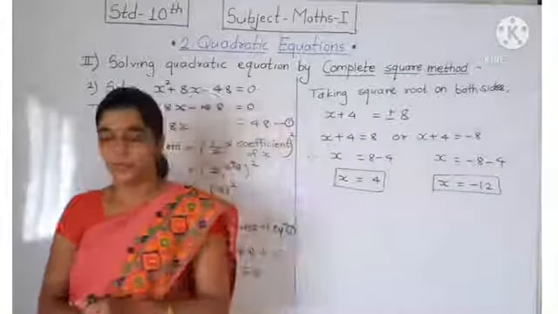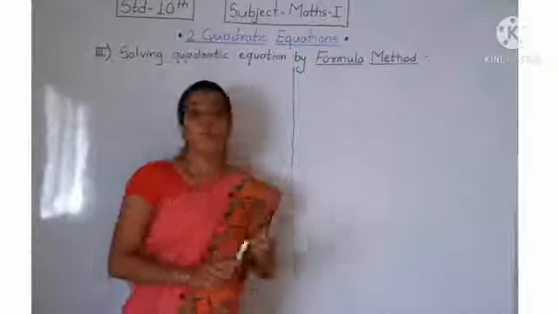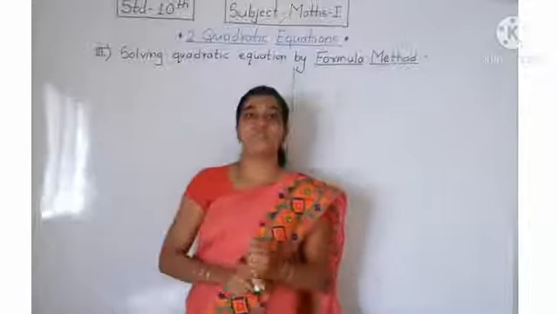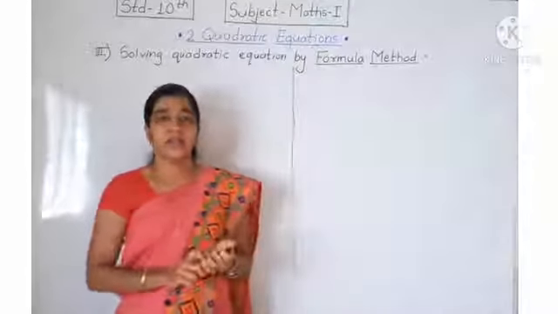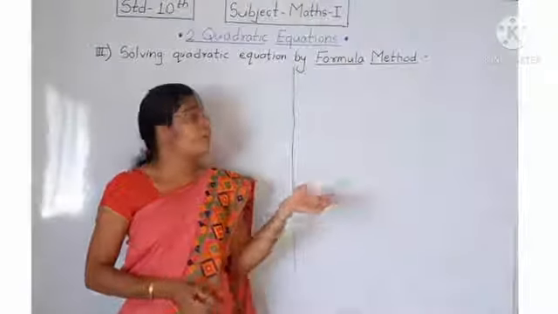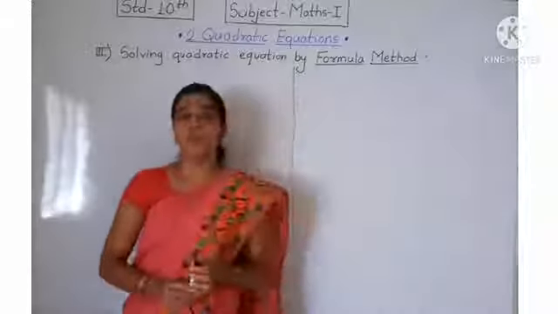So let's start solving quadratic equations by the formula method. The third type of solving a quadratic equation. I had told you there are three types: factorization method, complete square method and formula method. Now we will see the last method, the formula method.